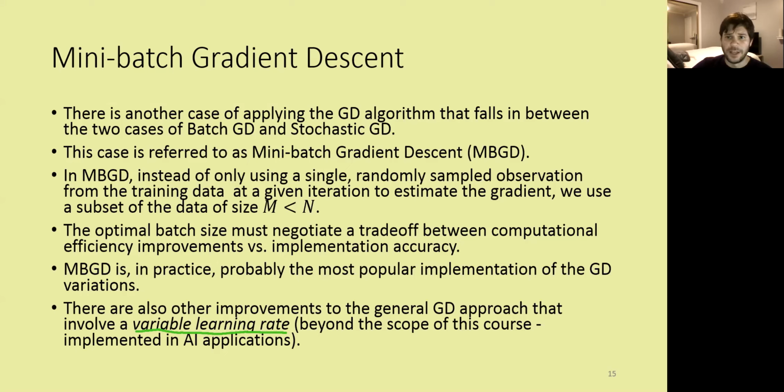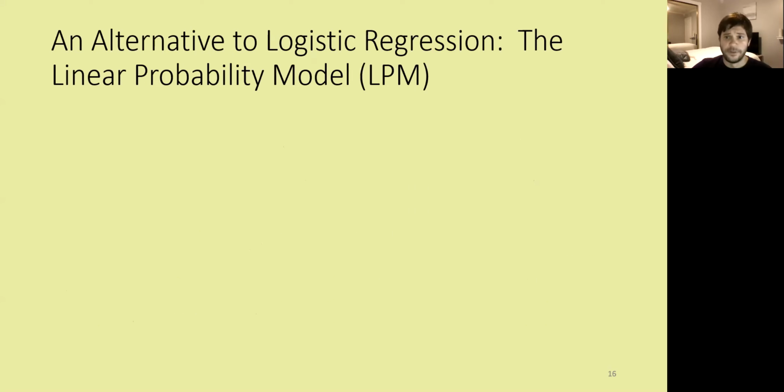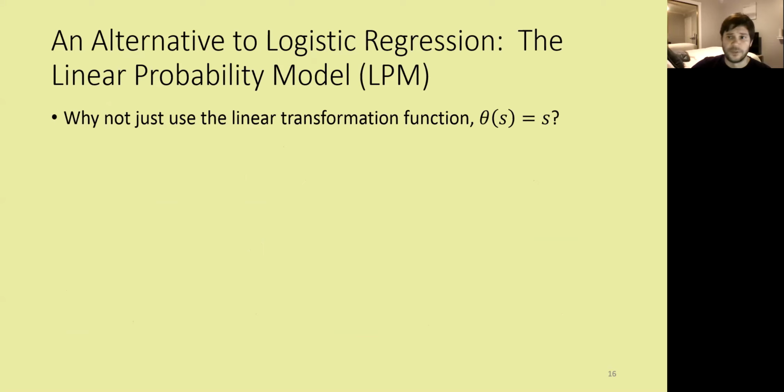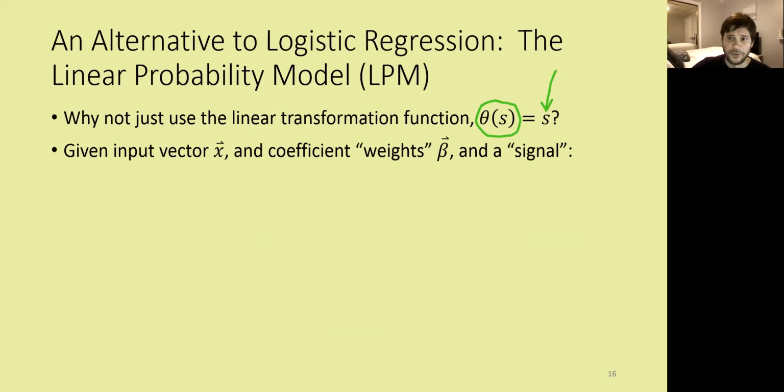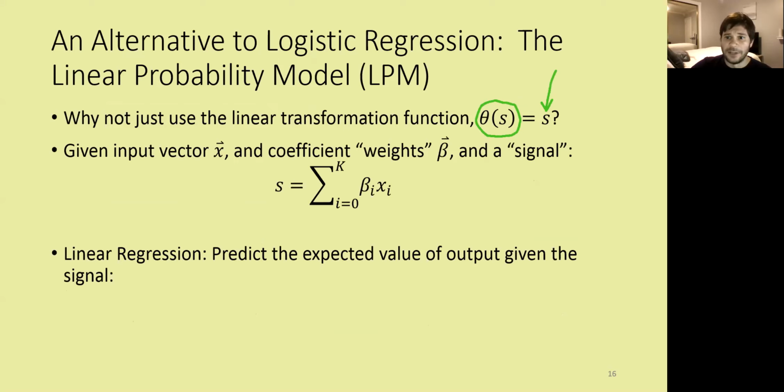But I wanted to wrap up today by talking about another implementation of just a linear regression model, that one-step pseudo-inverse framework, where we would just use the linear transformation function, so no crazy logistic transformation. Just what happens if that thing is just S itself, that is the function. So again, we thought about this framework. We're given some input vector X and our weights beta. We can compute the signal. And linear regression predicted the expected value of the output given that signal.